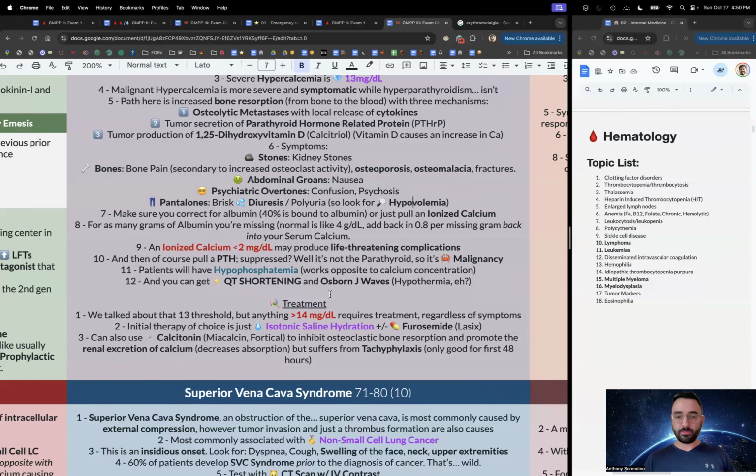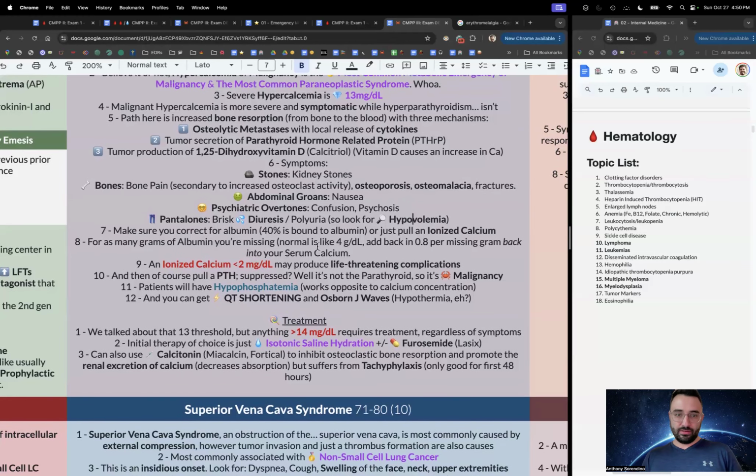I mean, hypercalcemia probably not great for your heart either, right? But really, in the symptoms, there's nothing cardiac here. So that's pretty interesting, right?